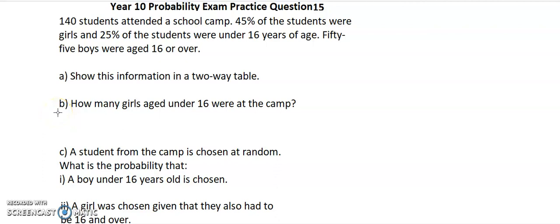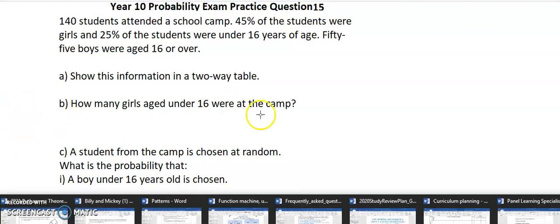Year 10 Probability Exam Practice Question 15. 140 students attended a school camp. 45% of the students were girls and 25% of the students were under 16 years of age, and 55 boys were aged 16 or over. So we need to show this information in a two-way table.